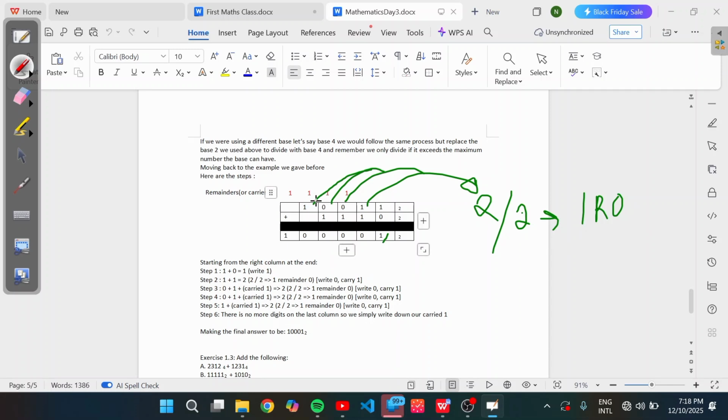Now we have to do it again here. So that's 1 plus 1, 2. 2 divided by 2, 1, remainder 0. So we write down the 0 and carry the 1. But now it's finally going to end. Now we don't have any other digits to add, so we just bring down the 1 here, like that.